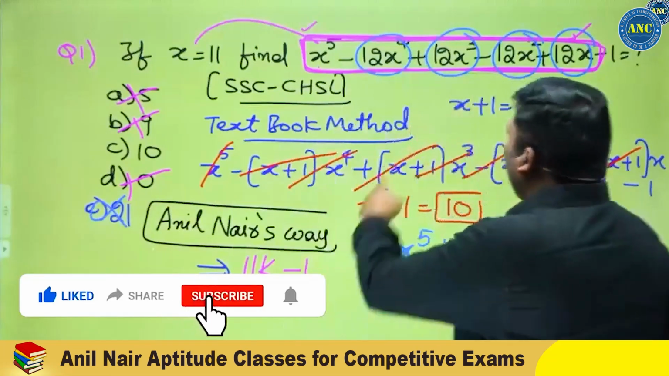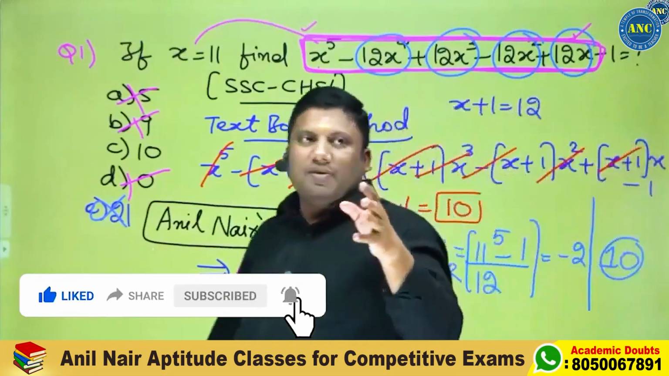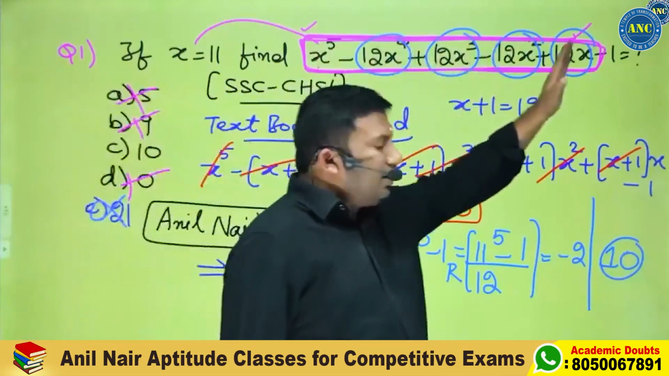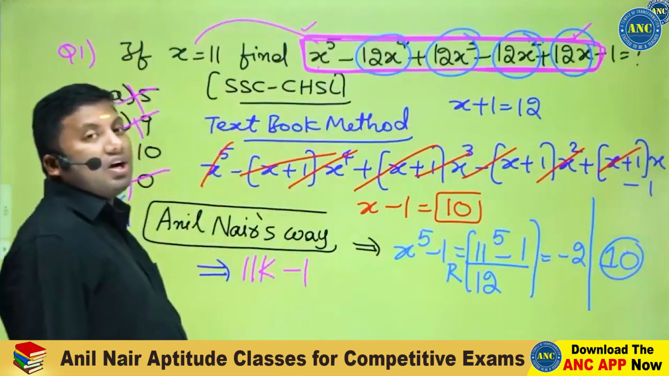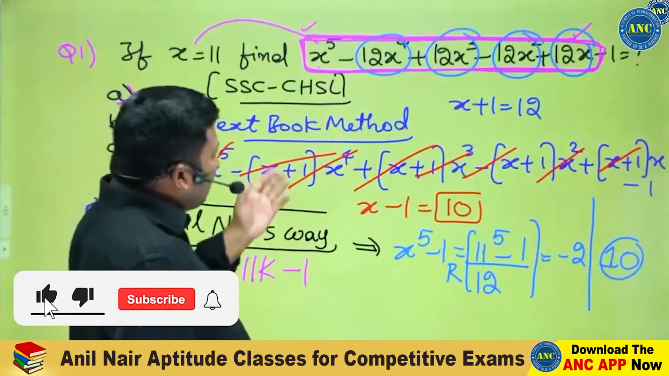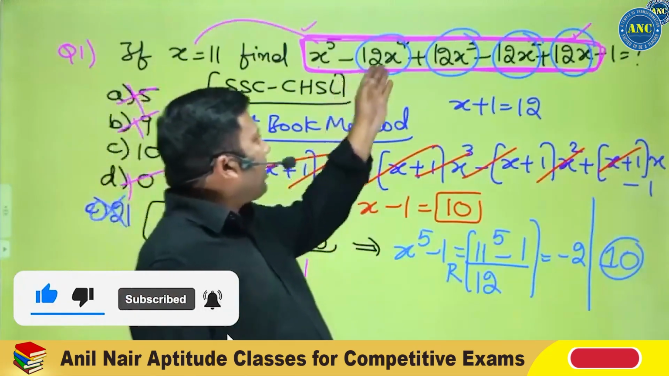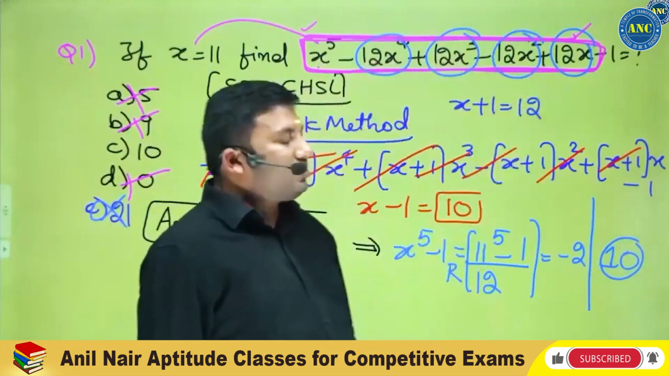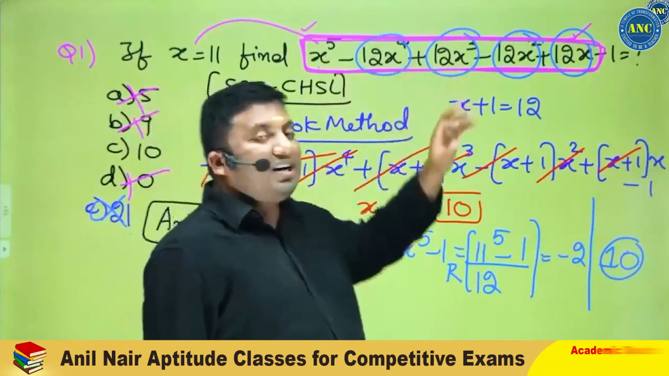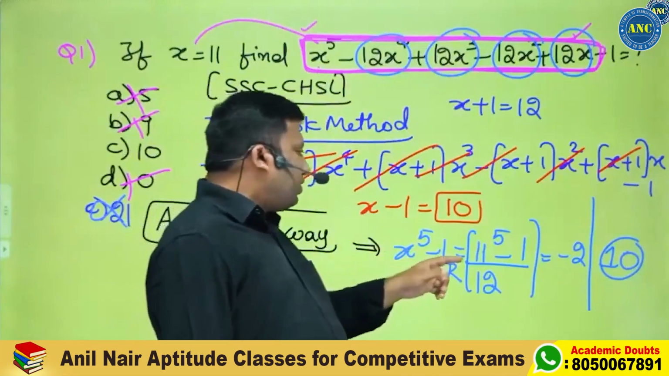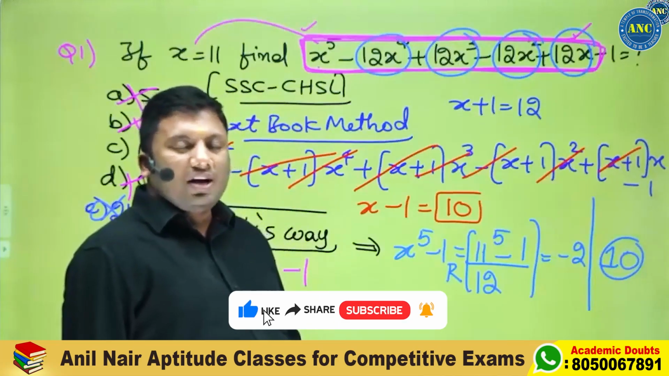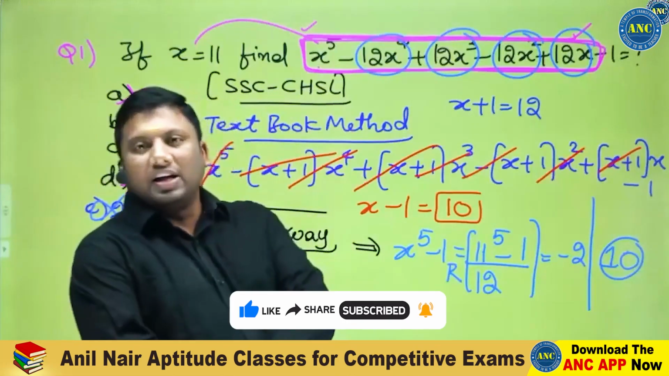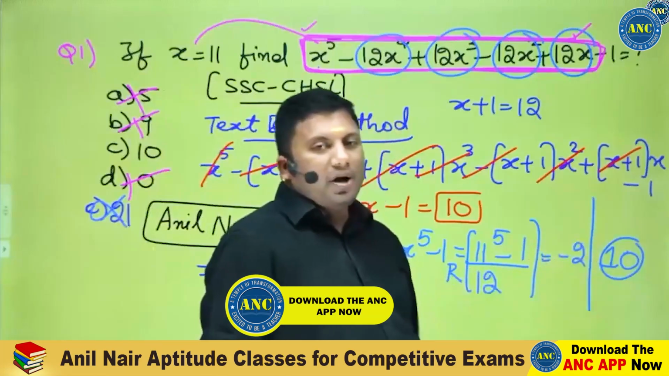Because the coefficients are 12, 12, 12, 12. Simple observation: the first 5 terms are divisible by x, so the answer should be divisible by 11 with remainder minus 1. I eliminated the options which are not of the form 11 into something minus 1. If there is more than one answer option, check that all the other coefficients are divisible by 12. The second, third, fourth, and fifth terms are divisible by 12. Check the remainder for the first and last terms when divided by 12. 11 divided by 12 gives negative remainder minus 1. Minus 1 power odd is minus 1, minus 1 minus 1 is minus 2. Negative remainder minus 2, positive remainder 10.